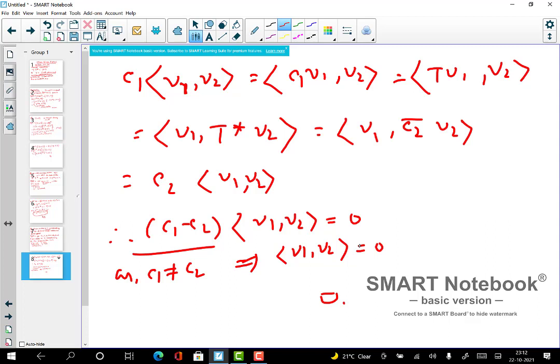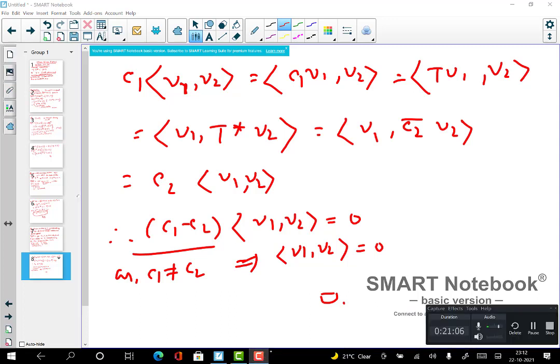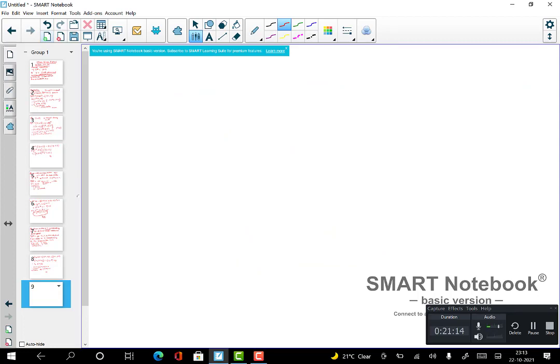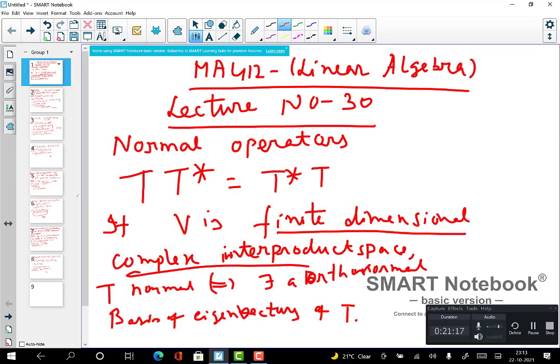Now what we would like to say is about the theorem which we proved last day. In the beginning I said that in a finite dimensional complex inner product space, normality is equivalent to the existence of an orthonormal basis of eigenvectors, right? But this theorem needs finite dimensionality, and you also need the space to be complex. So both are important.